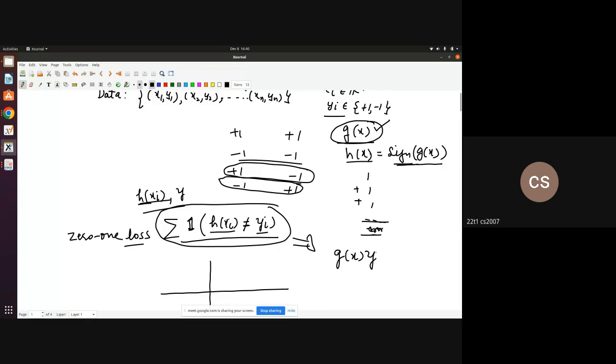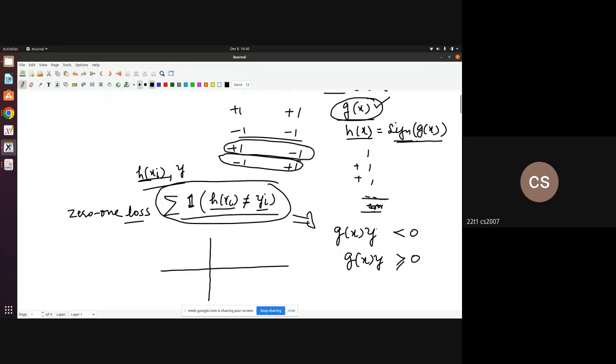If there is an error, this value will be less than 0. If there is no error, then g of x into y will be greater than or equal to 0, right? Why can we do it like this? See, y can be either +1 or -1, right? If g(x) is positive and y is positive, this whole thing will be positive, and hence there is no error. This is the case when there is no error.